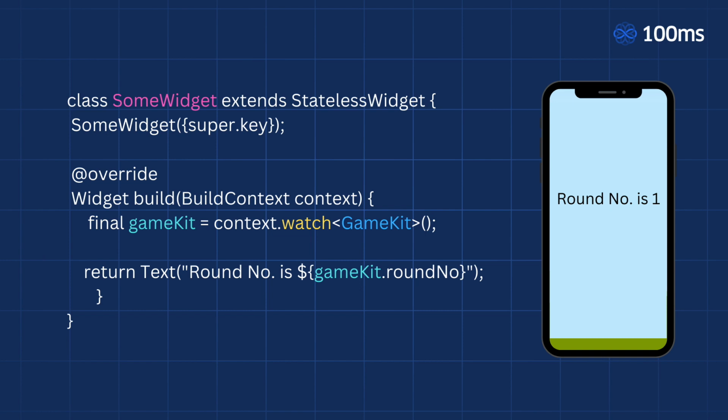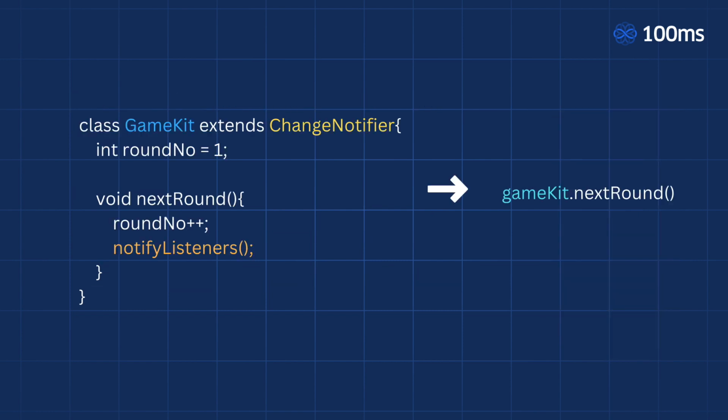You do this by calling the function context.watch with the type GameKit. Now you have this GameKit object in hand. You can access all of its properties and methods. Here we are just showing the round number in a Text widget. Now comes the question, how do I listen to updates? What if the round number changes?